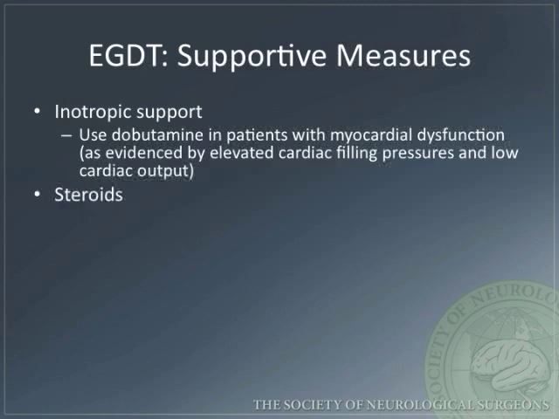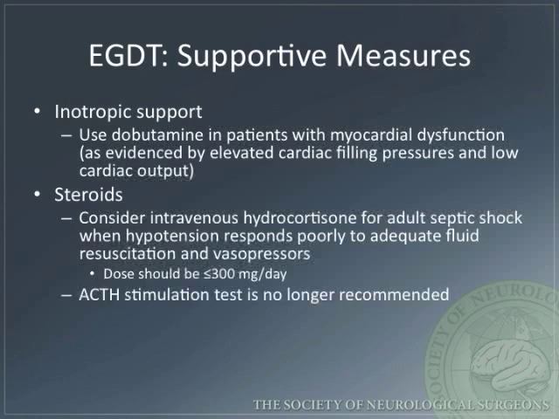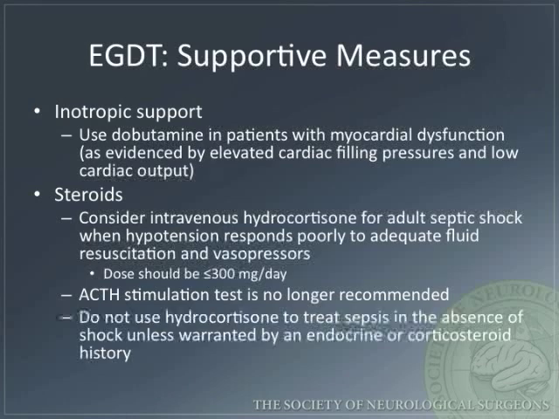Steroids may be indicated. Consider intravenous hydrocortisone for adult septic shock when hypotension responds poorly to adequate fluid administration and vasopressors. ACTH stimulation test is no longer recommended. Do not use hydrocortisone to treat sepsis in the absence of shock unless warranted by an endocrine or corticosteroid history.